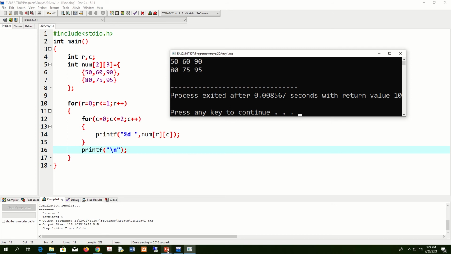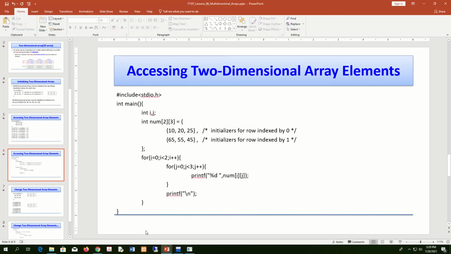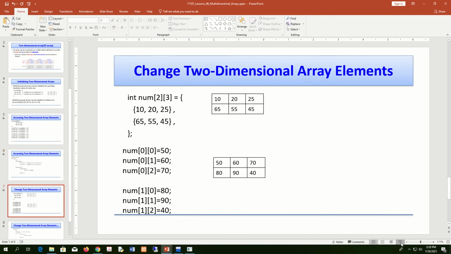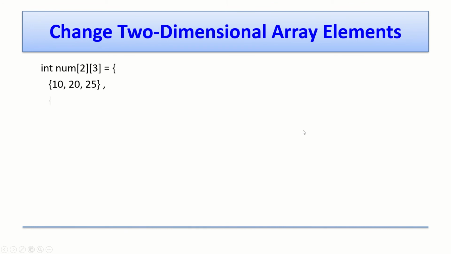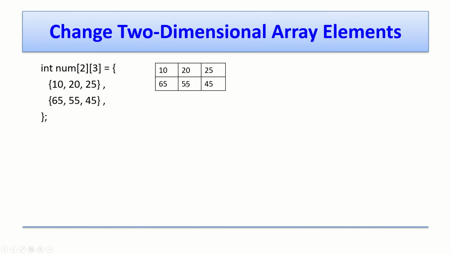Likewise, I can access the 2D array elements by using the relevant indexes. The next one is how to change the array element. So this is the array that I have declared. If I want to change these array values, again I can use the relevant index.